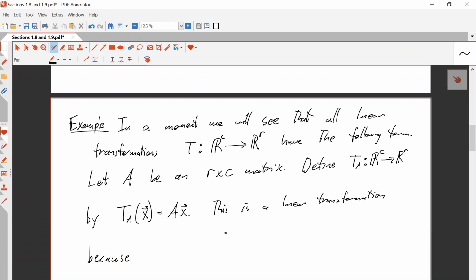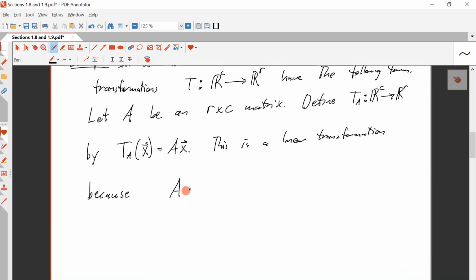Because, as we discussed before, A(x plus y) is Ax plus Ay, and A times ky is equal to k times Ay. We discussed this in the previous section, so those are basic properties that make it a linear transformation, and we'll see in a moment that actually all linear transformations have a matrix of this sort. Okay, so there it is.